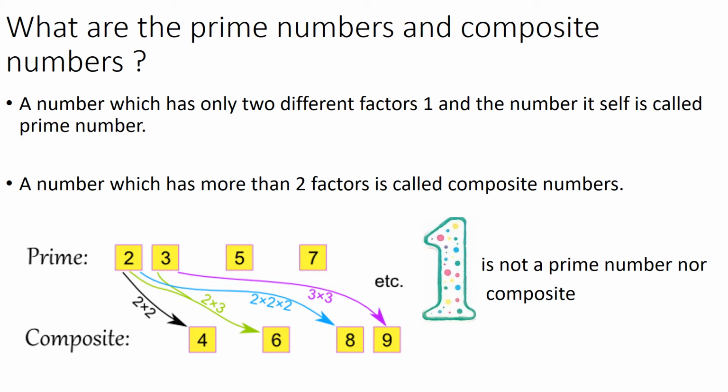Composite numbers are numbers that have more than two factors, like the number itself, 1, and other numbers. For example 4, 6, 8 and 9 have many factors. 1 is not a prime number, nor do we consider it a composite number.